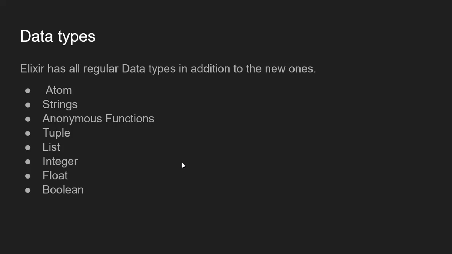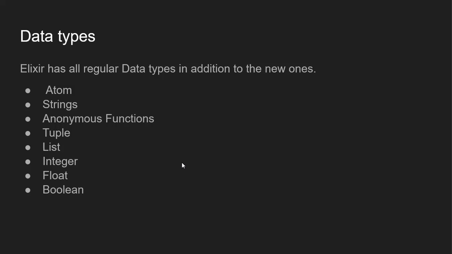Next we have is anonymous function. I just gave you a definition of that. Next we have is tuple. So tuple is pretty similar to list. It's a collection of heterogeneous data, and a tuple can have n number of elements. It is depicted by curly braces.